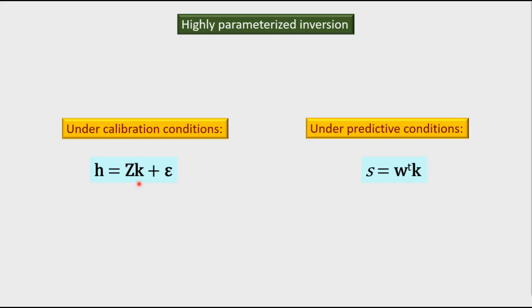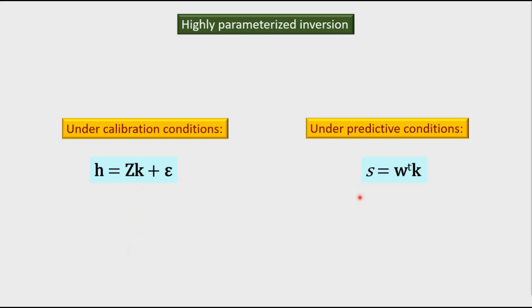That vector K contains the parameters that we wish to estimate. It contains the hydraulic properties of the subsurface, and because we're working in a context of highly parameterized inversion, we don't care how big that vector is.